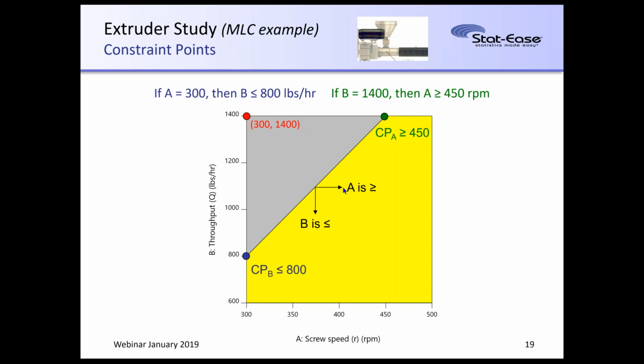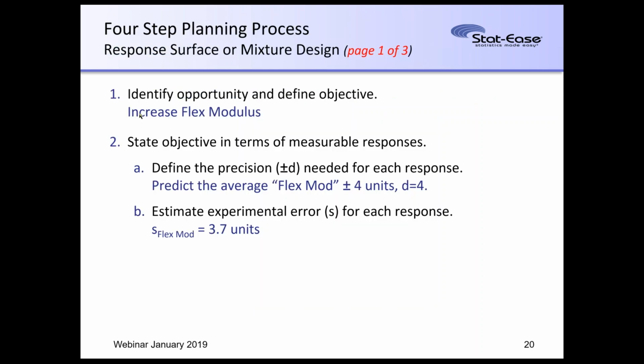All right, so we want A to always be greater than the value on this line, and the throughput, or B, to always be less than the value on this line. Then we're in the region where we can experiment and know that we're staying within 95% or less of the maximum torque. So we go through our planning process.